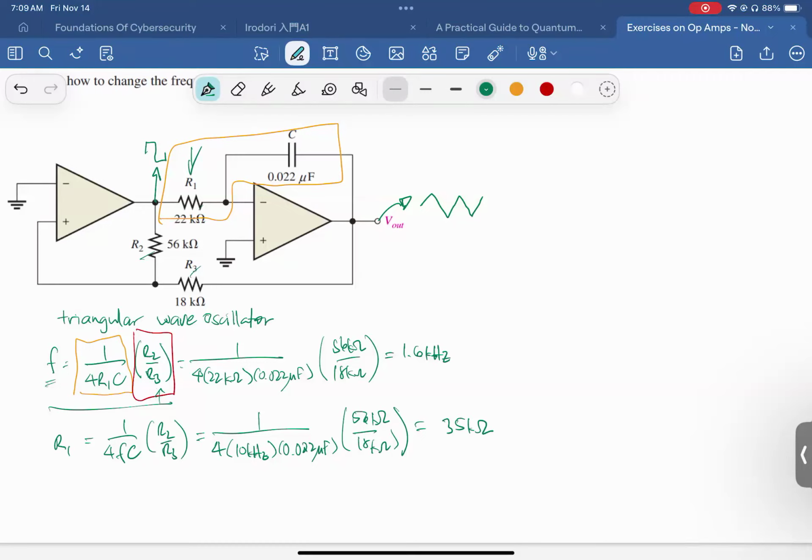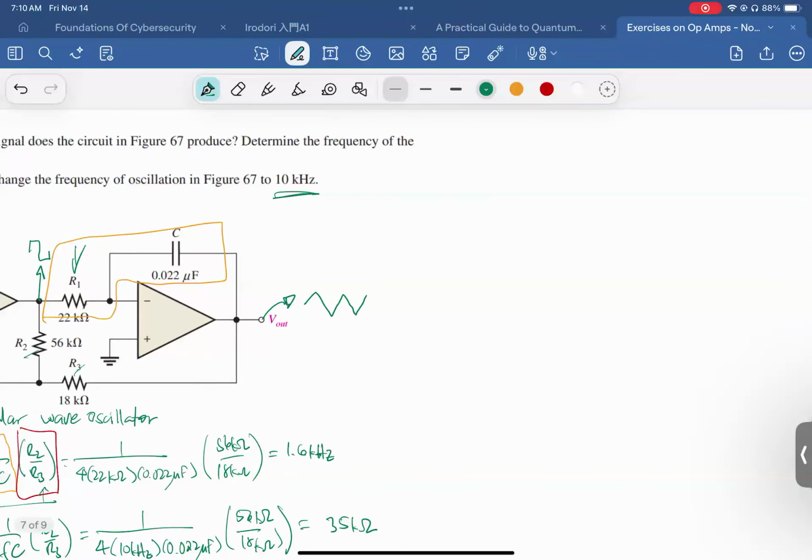Okay, now, hindi ko alam kung diniscuss sa inyo sa lab, pero you will not find a 35 kilo ohm resistor. Pero may makikita kayong 36 kilo ohm na resistor. So yan ang gagamitin ninyo, resistance.